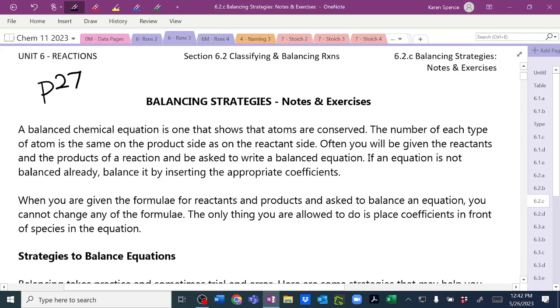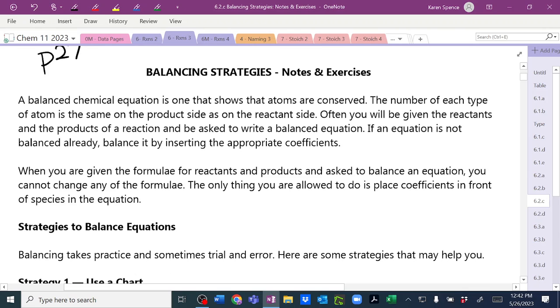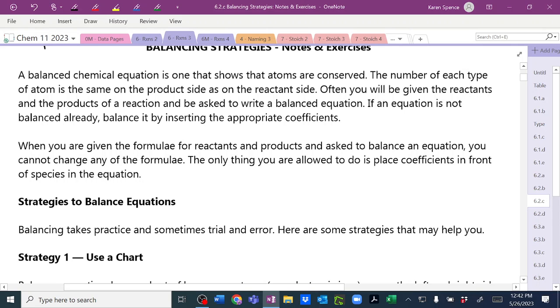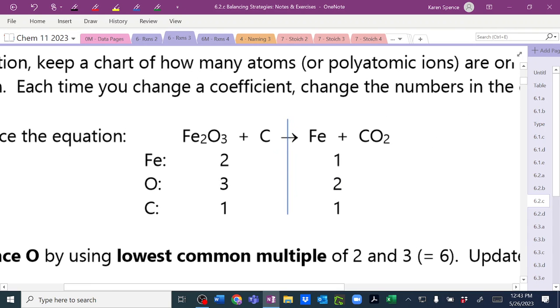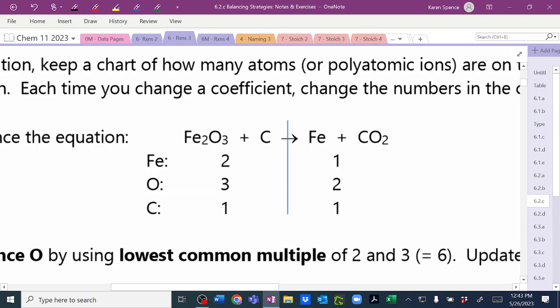So the entire 6.2c is on strategies for balancing equations. You can just do it by trial and error, and that will work some of the time, and that's fine. If you're getting it and you don't need to use any of these strategies, that's fine. But these are things that will make the harder ones easier. So if you get stuck, you're going to try and remember these strategies. Strategy number 1, we did look at this last day. We wanted to use a little chart. Do you have to use a chart? Are you required to? No, but if it's helpful, you can.